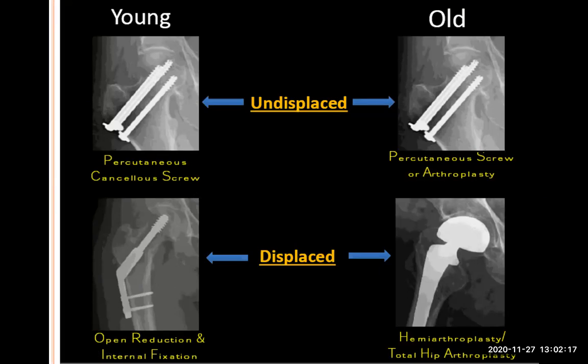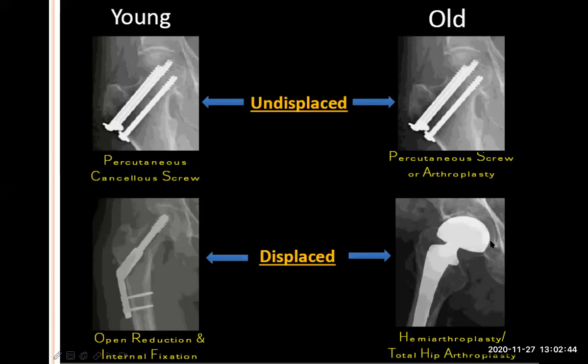Closed reduction and internal fixation. Very good. Closed surgery, or closed reduction and internal fixation. Excellent answer, because it is percutaneous. They are passing it through the skin, percutaneous. Excellent. This is treatment of an undisplaced type of fracture in a young person. In the old person also we can go for this.